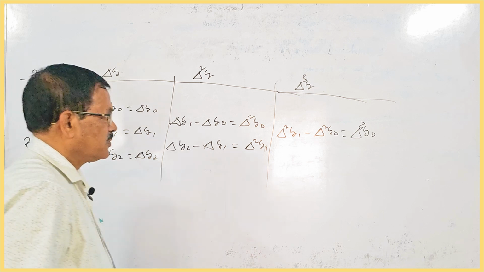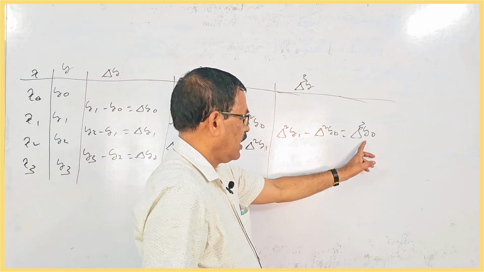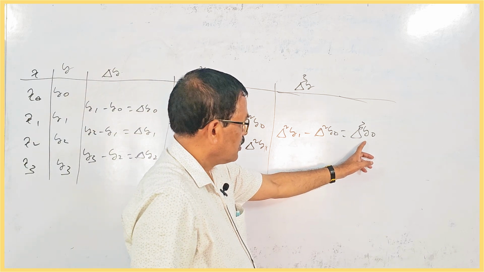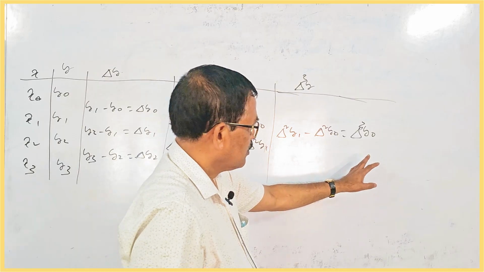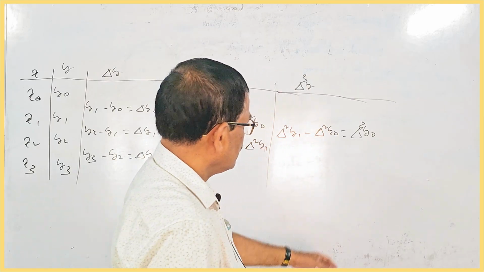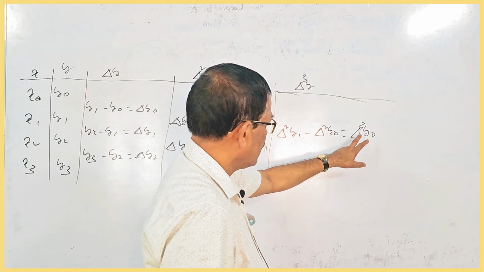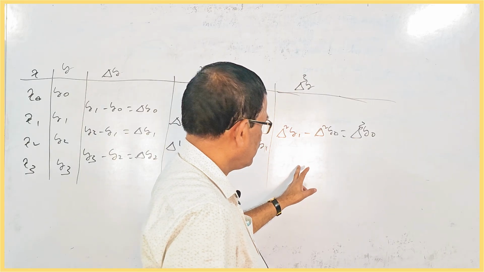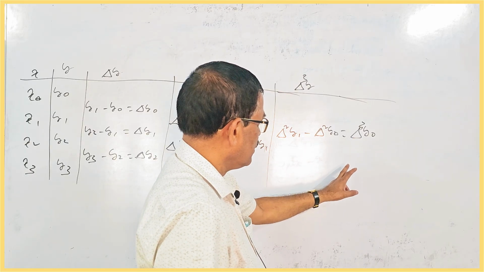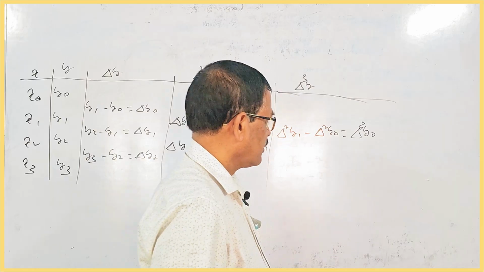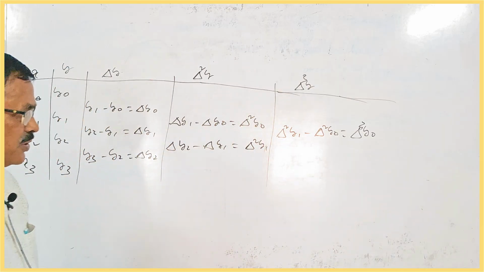And already I have said that this delta cube y0 we can compute by putting the binomial coefficients. Because this is in a symmetric way, it means that delta cube y0 equals y3 minus 3y2 plus 3y1 minus y0. In that way we can compute it.